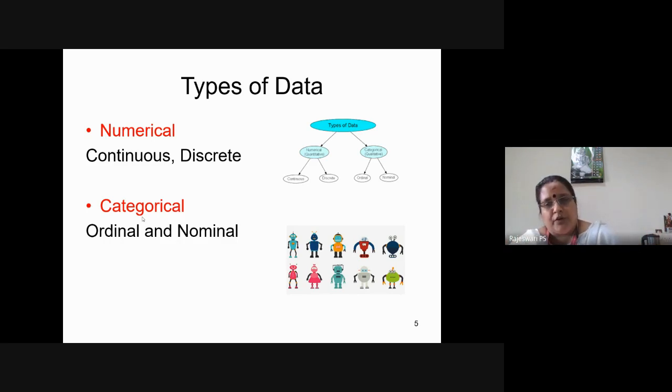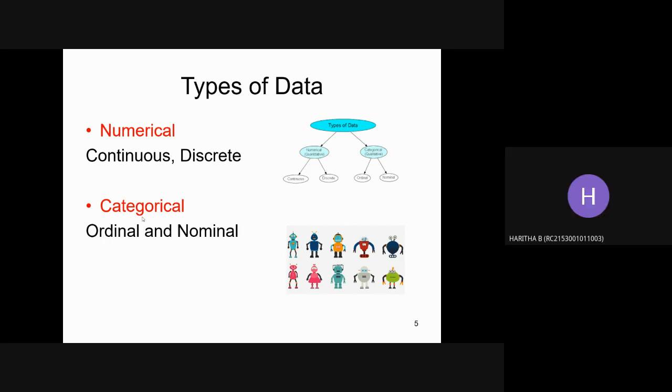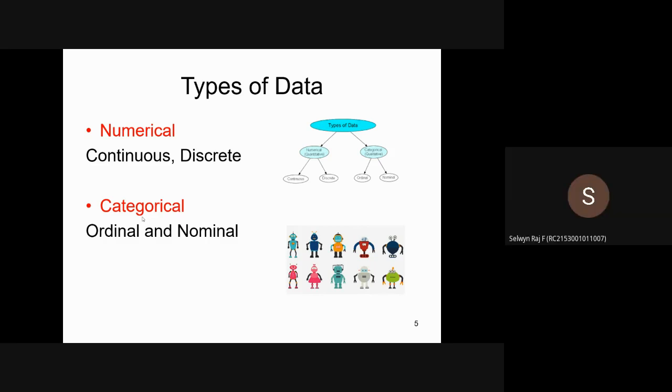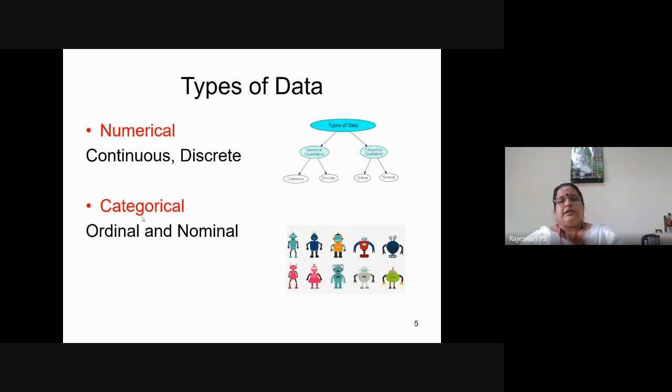Are you able to follow me? Yes, ma'am. Atomic diffusion, radiation, neutron fusion, something like that. Whether you can calculate very correctly, precisely? No, ma'am. So that is continuous. Discrete is where you can say confidently that this many numbers are there, in whole numbers. Why I'm repeating again and again: in SPSS, when I ask this, you have to answer exactly.